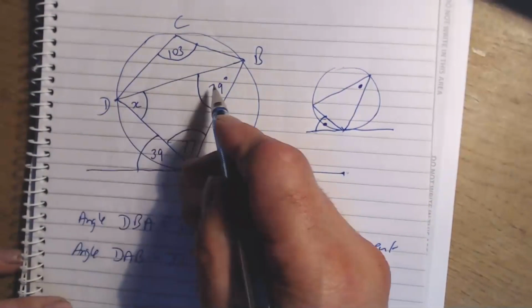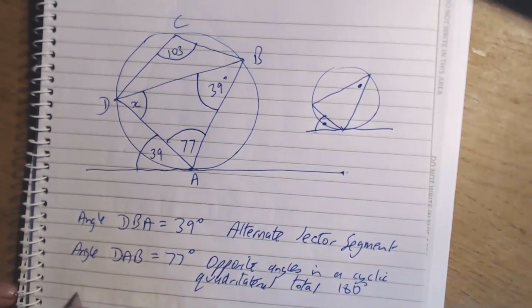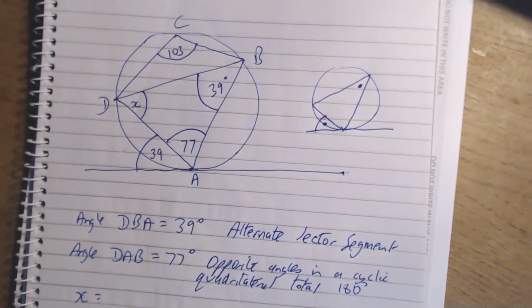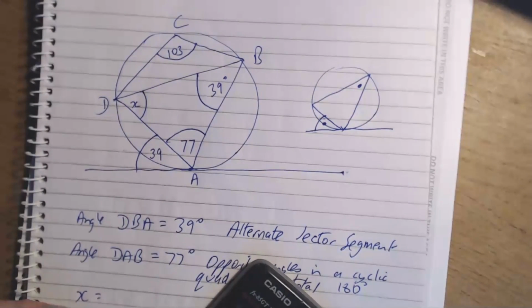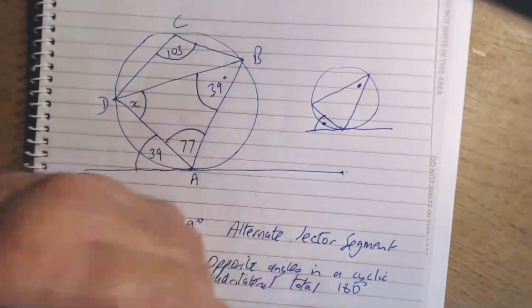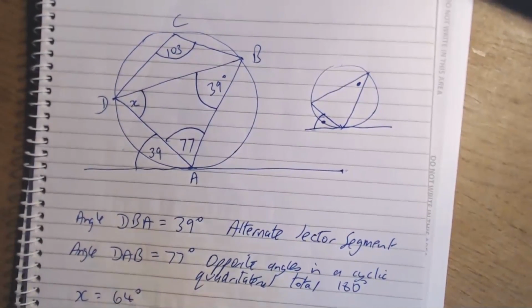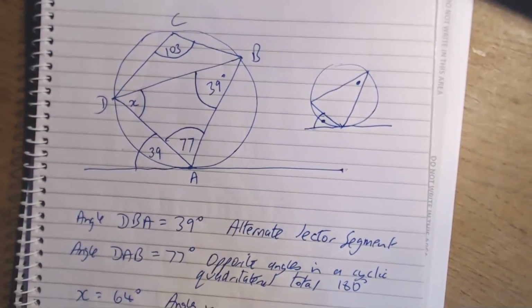Because we've got angles in a triangle. So you would just say x equals 180, take away 39, take away 77. That's going to be 64 degrees. And you would just say, because angles in a triangle total 180.